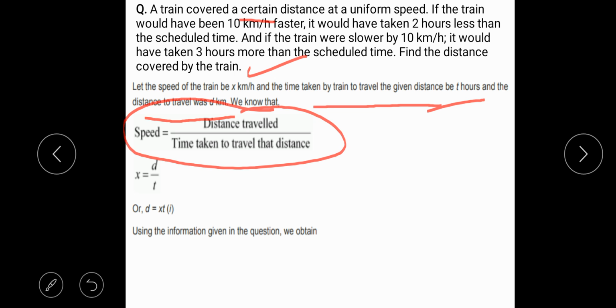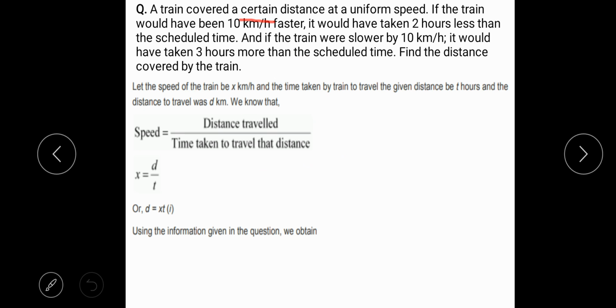And the distance traveled, let us consider this is d kilometers. Now as we know the relationship, speed is equal to distance traveled divided by the time taken to travel the distance, that is x is equal to d upon t, or you will get d is equal to xt. You can find d is equal to xt by using this information, that is equation 1.